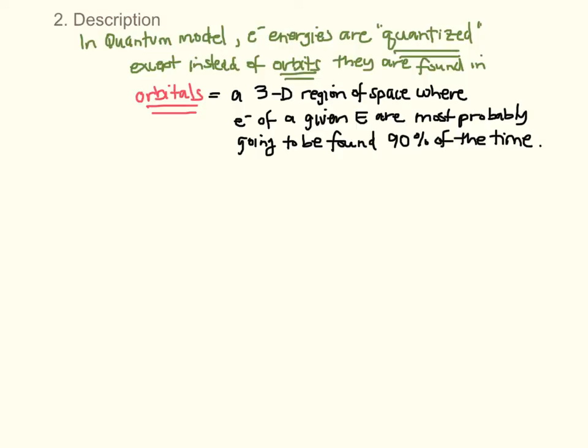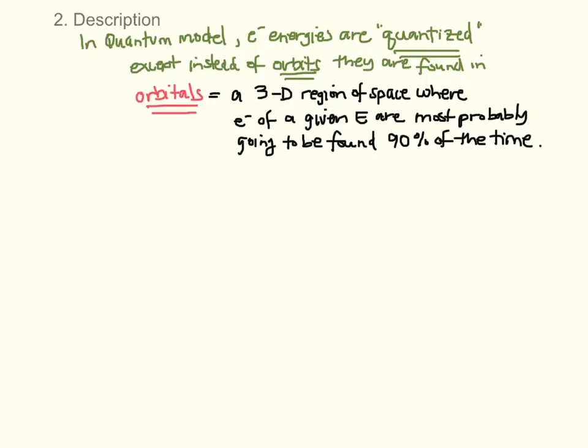So let's describe the quantum mechanical model. The quantum mechanical model is different than the Bohr model, although it says that electron energies are quantized, which is the same thing that Bohr said. Bohr said that energies of electrons are quantized, but he thought they were quantized into energy levels. And he called those orbits, right? He said they orbited in these fixed little pathways.